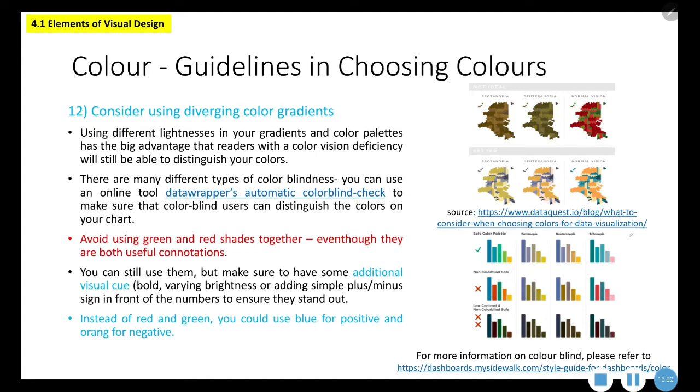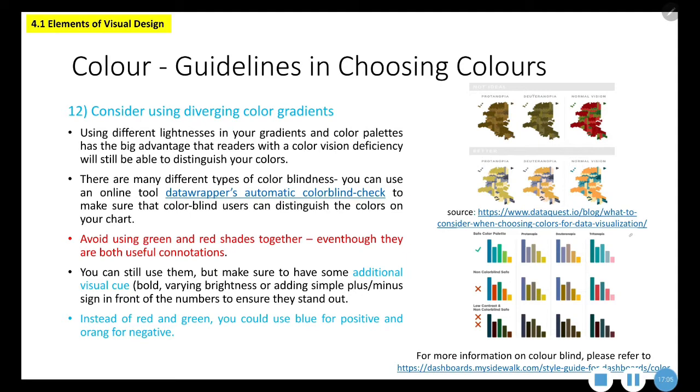So you can use an online tool. For example, you can go to this link. This is a hyperlink to Datawrapper's automatic color blind check to make sure that colorblind users can distinguish these colors on your chart. So let's say you made a selection of colors, you can check on this website, on this link, whether it is understandable, whether colorblind people can read your visual and not get confused.